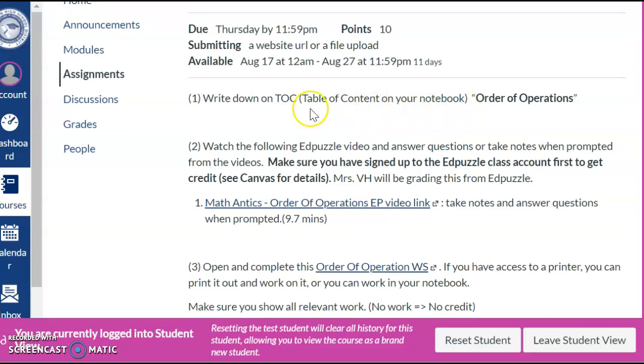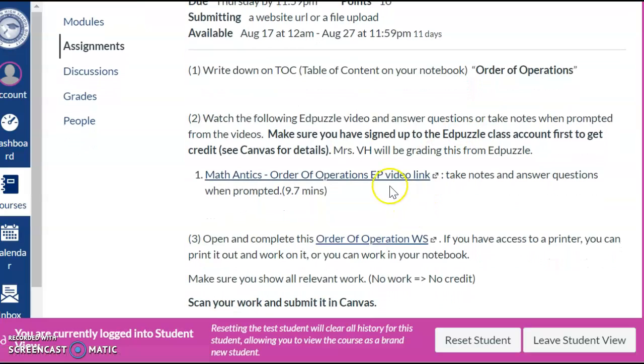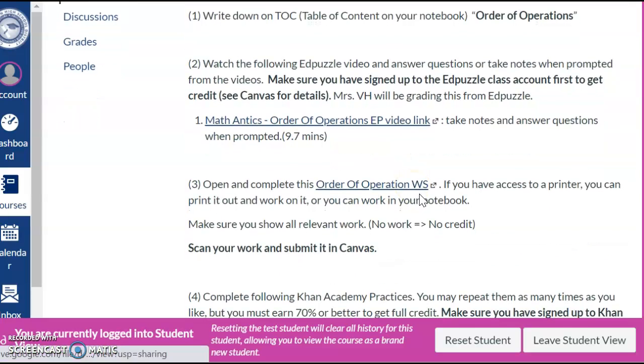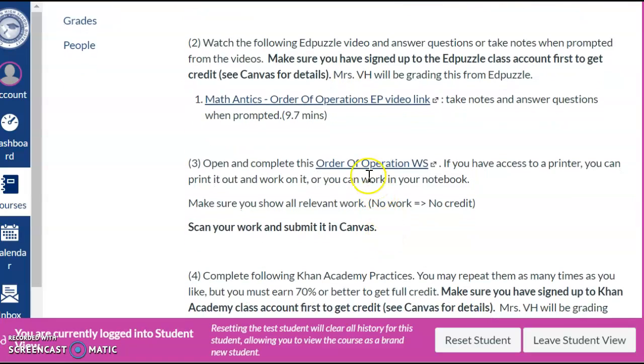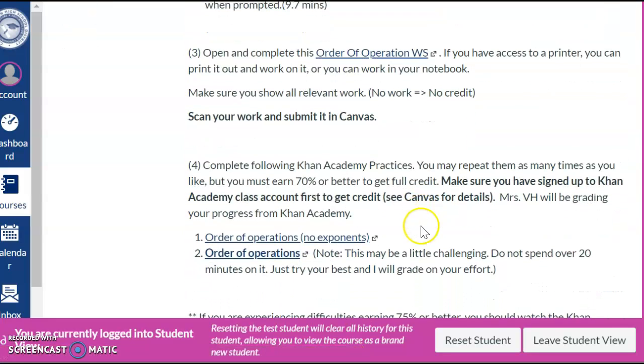instructions. So you're going to write down table of contents, order of operations. So you just entered the table of contents before, but now we're going to do a new unit called order of operations, and you're going to watch an Edpuzzle video, and the link is here. And again, make sure that you have signed up for it, and then you are going to complete this worksheet. Okay, that order of operations worksheet, and there are also 2 exercises on Khan Academy that you need to do.